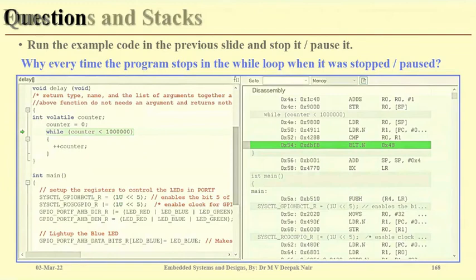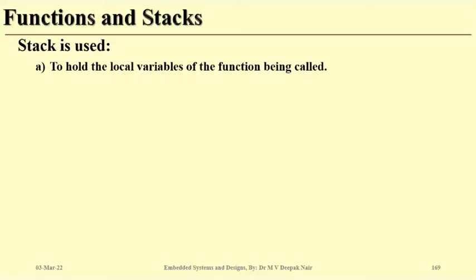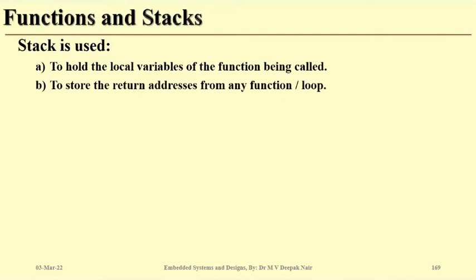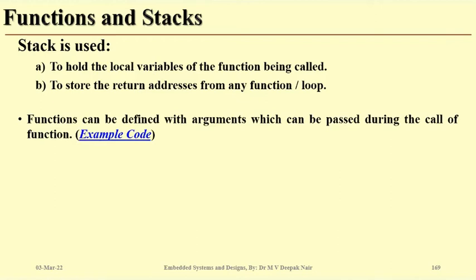How does the stack work, and what are the things that we should keep in mind when we are using the stack? The stack holds the local variables. Whenever we are using a function, before jumping to the function, some of the data and the address of the next line will be stored in the stack. So the local variables and the return address, or where we have to come back, these two things are stored in the stack.